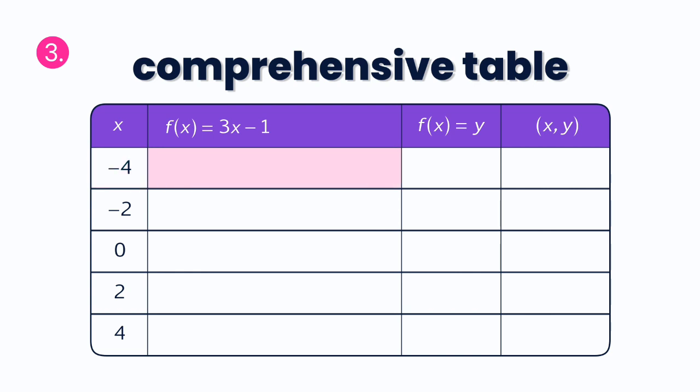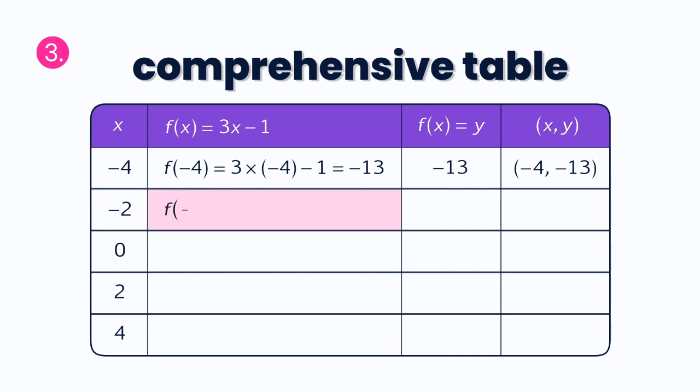You insert minus 4 into the function and get that f of minus 4 equals 3 times minus 4 minus 1. The answer is minus 13, which you then write in the y column. You then place the coordinates of the two values, minus 4, minus 13, in the final column. You continue like this for each x value.